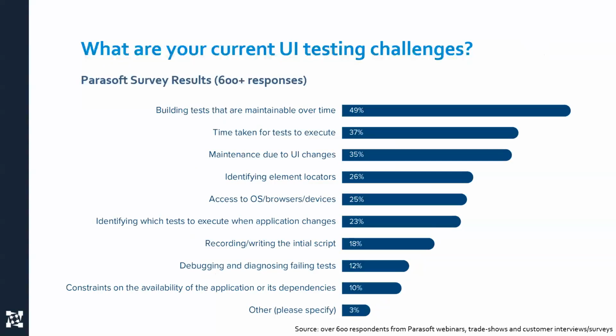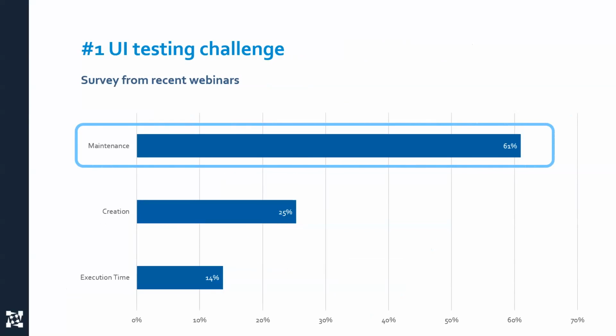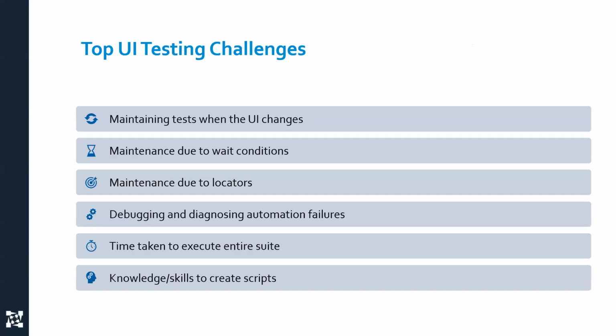And so we saw in this same survey that it broke down to building tests that were maintainable over time. Tests that were able to continue working even though the application was changing. Understanding which locators to use in the test, getting it to run in different operating systems and devices. Now, a lot of that is handled by Applitools, but when we take those top few bullets, it really is an issue of maintenance. And then some creation. There's a lot of tools out there for creation, but building tests that are maintainable from the beginning is the number one challenge. And so that's what we want to show you today.